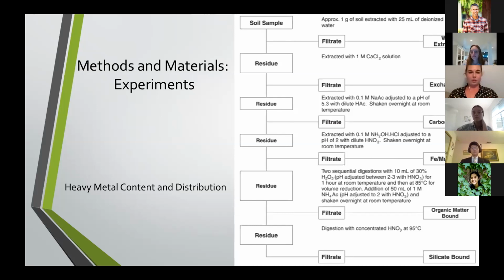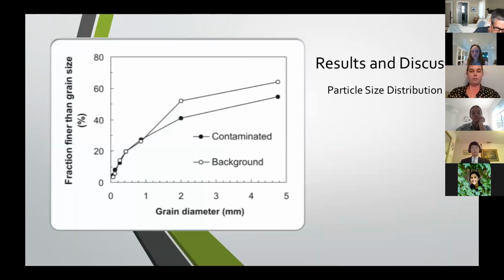And once again, that residue was extracted with hydrogen peroxide so as to oxidize the organic matter and separate the heavy metals that were attached to the iron and manganese oxides from those that were attached to the organic matter. And then lastly, that residue was digested with concentrated nitric acid to separate the organic matter-bound heavy metals from those that were attached to the silicates. And throughout each of these procedures, the concentrations of the heavy metals were taken using an inductively coupled plasma atomic spectrophotometer.